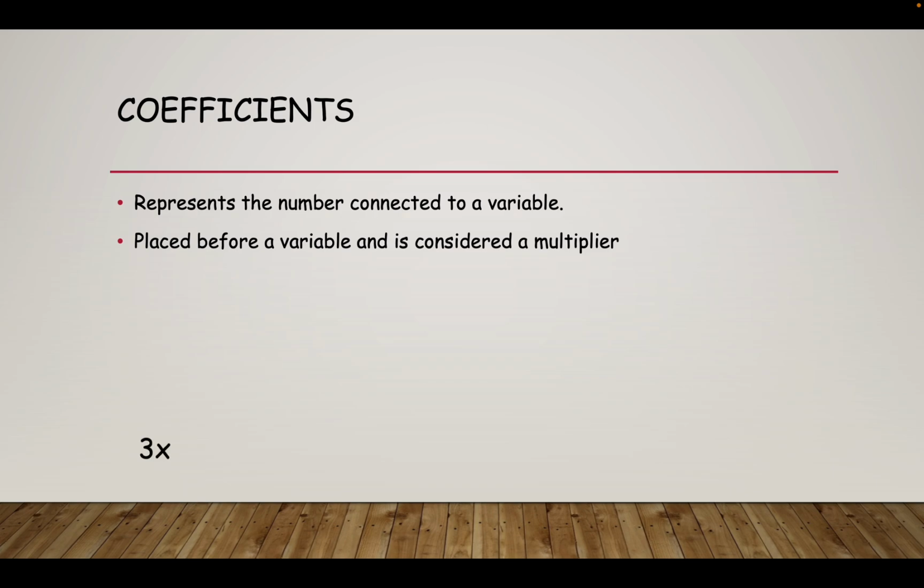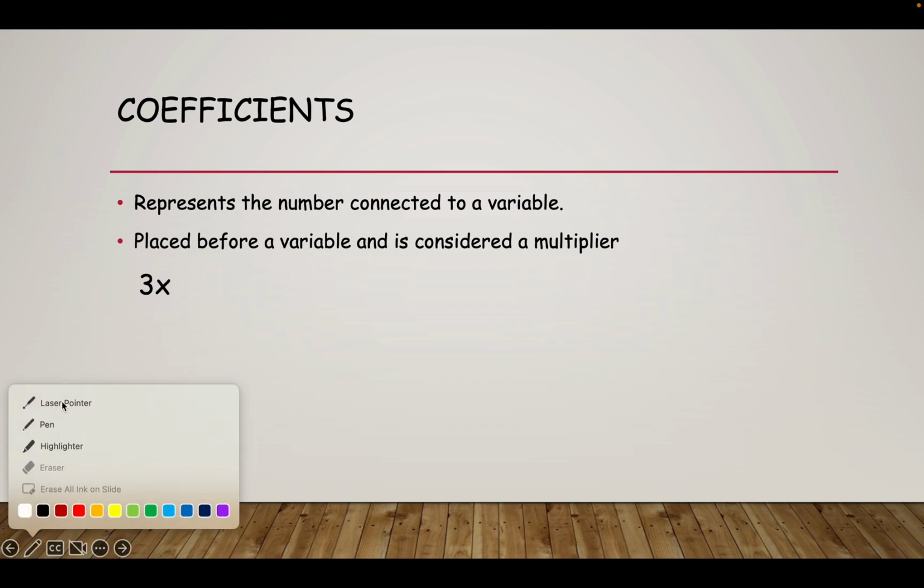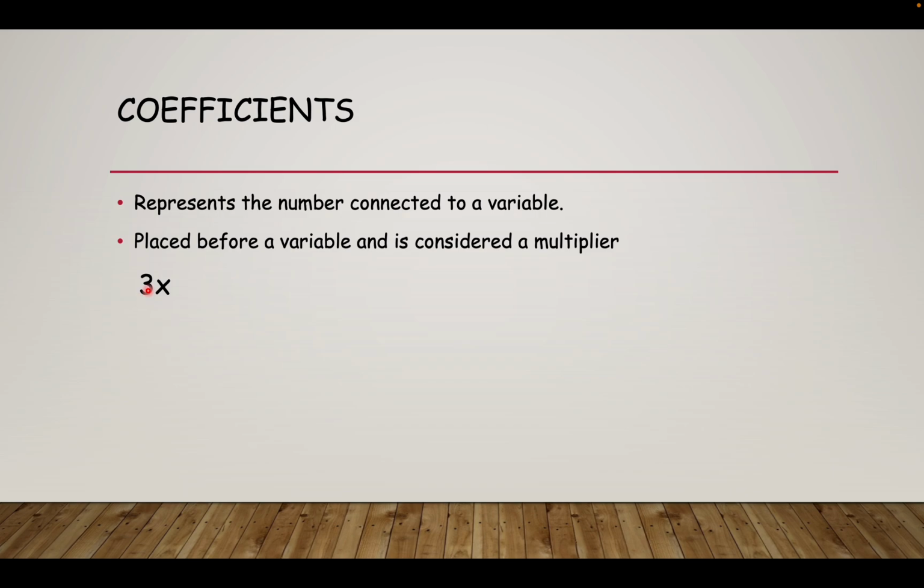So for example, 3x. The number connected to this variable is the 3. So the coefficient here is the 3. And so when we have a number connected to a variable, that's the number we deal with when we're talking about this like terms situation.